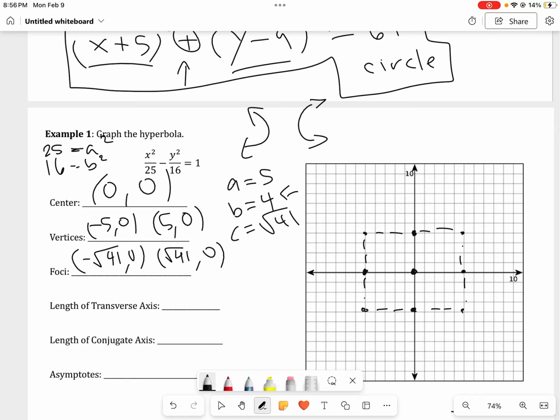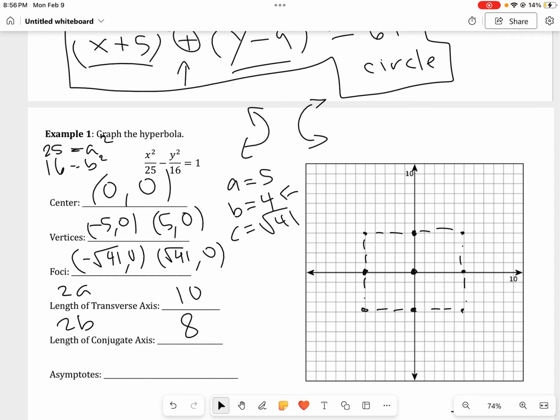Let me include the length of the transverse axis. That's just the way it's opening toward your vertex. It's always going to be 2a, and your conjugate axis is always going to be 2b. So 5 times 2 is 10, and 4 times 2 is 8.